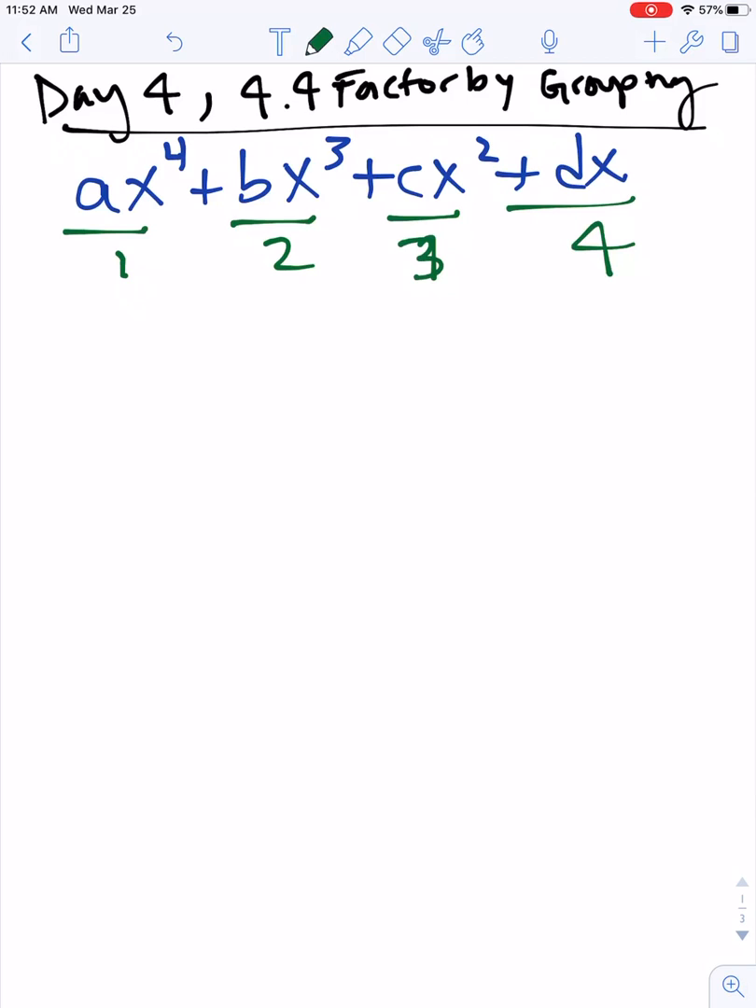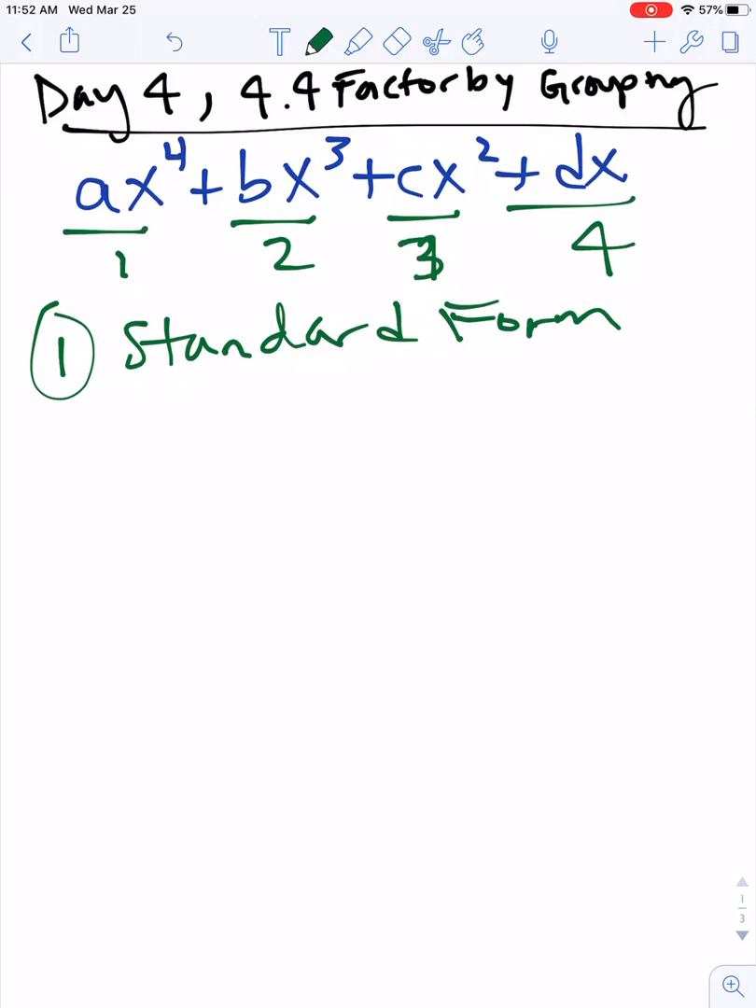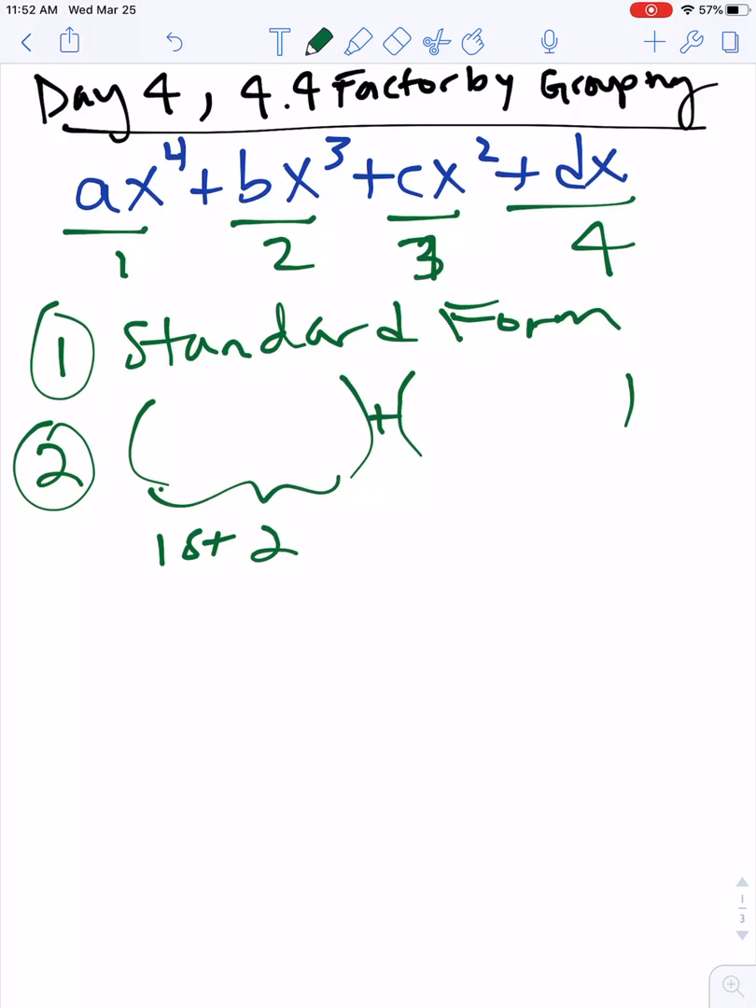All right, so there are 4 steps in every factor by grouping problem. Your first step is always get it into standard form. All right, that's always your first step because if you don't do that first, you can't get the right answer. Once you're in standard form, you're going to create groups by putting parentheses around your first 2 terms and your last 2 terms.